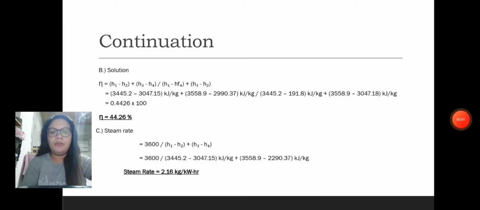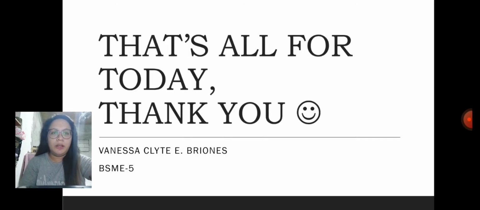Then, we will find the value of the steam rate, which is equal to 3,600 divided by H1 minus H2 plus H3 minus H4. Then we will substitute the given values in each variable, and the steam rate becomes 2.16 kilogram per kilowatt hour. That's all for today.